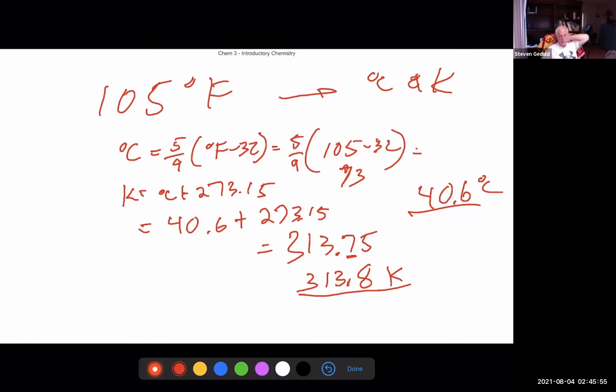Remember, significant digits with adding and subtracting: it's not the total number, it's the least accurate number. This is one place past the decimal, that's two places past the decimal. So this is the least accurate number, only one place. So you can only go one place past the decimal, and you have to round that off. If that's exactly 5, that makes the number round up. So 313.8 Kelvin.